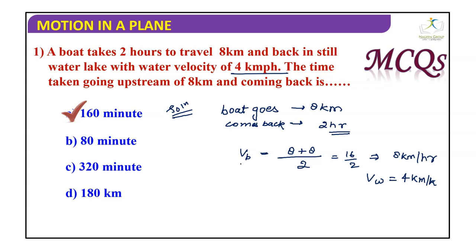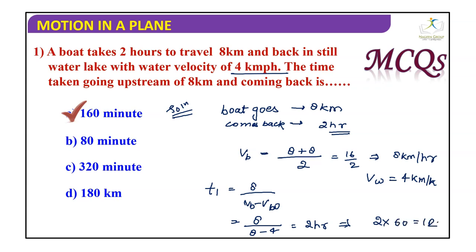So the time taken to go upstream, T1, is equal to 8 divided by VB minus VW, that is 8 divided by 8 minus 4, which is equal to 2 hour. After solving we get 2 hour, that means 2 into 60, that means 120 minute.